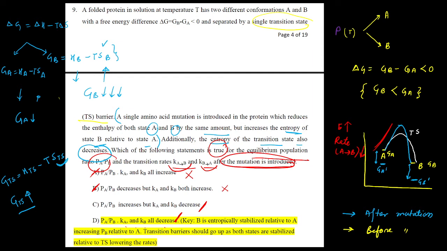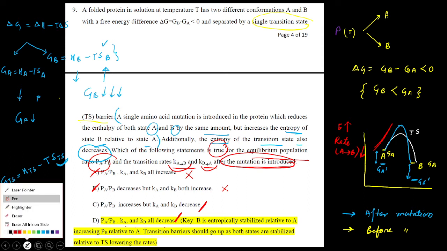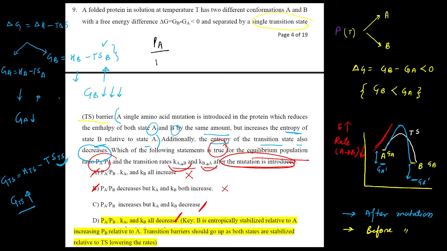Now let's come to C and D. What is the differentiator? The differentiator is Pa by Pb. In C, Pa by Pb increases, in D it decreases. What is Pa by Pb? It is nothing but the equilibrium population ratio. If something is stable, the population of that particular species will definitely increase. Let's say we have a molecule and it goes into two conformers. If one conformer is more stable than the other, the existence of the stable conformer will be more than the existence of the unstable conformer.